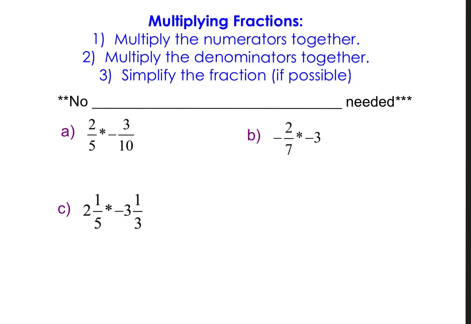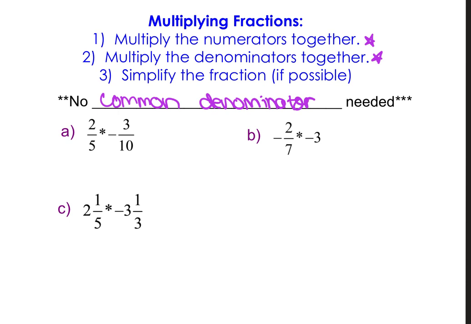When we multiply fractions, all we need to do is multiply the numerators, or the tops of the fractions, together, multiply the denominators, or the bottoms of the fractions, together, and then simplify that fraction if possible. What is really nice about multiplying fractions is that there is no common denominator needed. Unlike adding and subtracting fractions, where we have to get a common denominator, with multiplying fractions that's not needed. We simply multiply across the top, multiply across the bottom, and simplify.